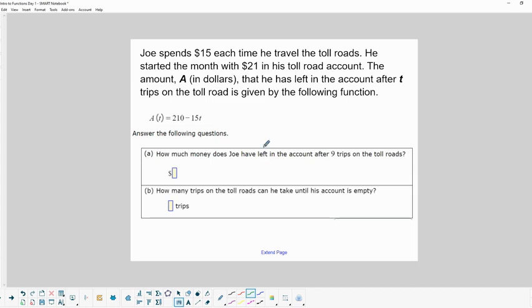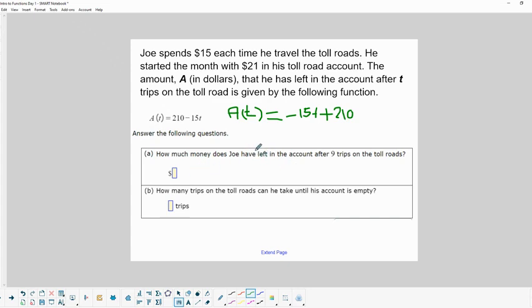Now that's still in function form. Let's just write that out so that it might be a little more familiar to you. So it would be minus 15t plus 210. So that's the y equals mx plus b form.